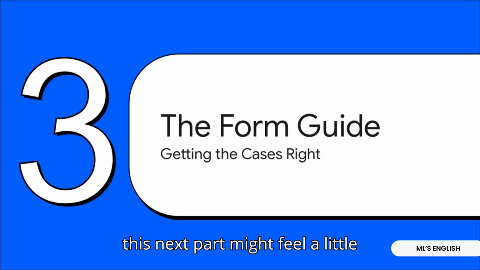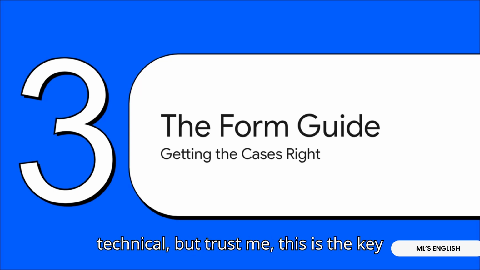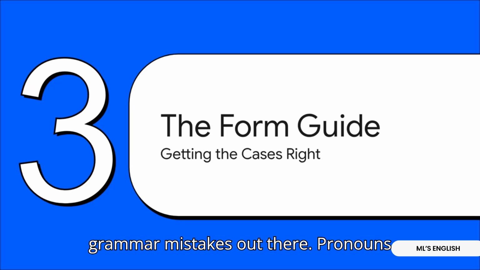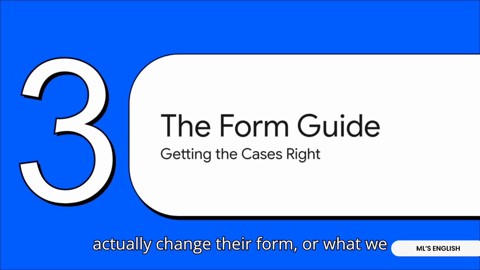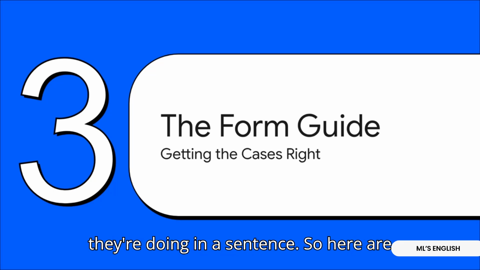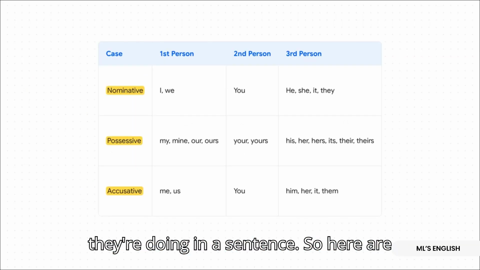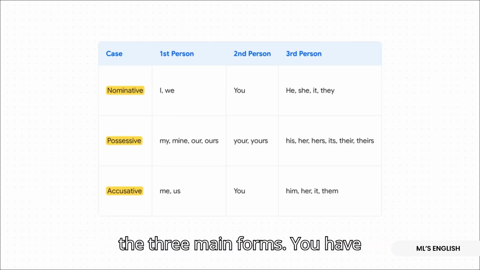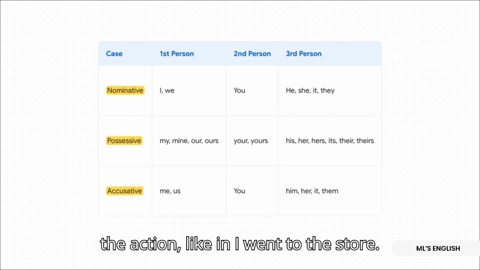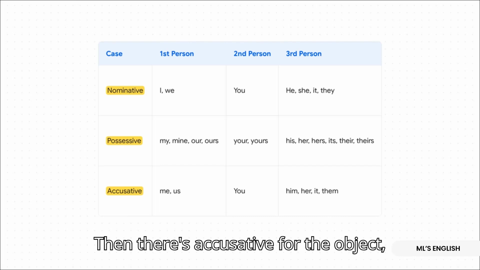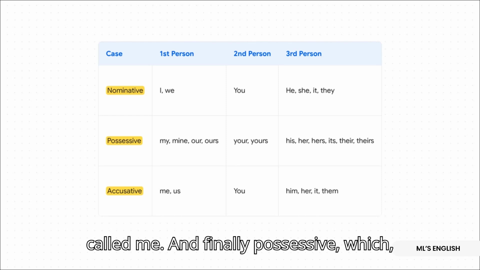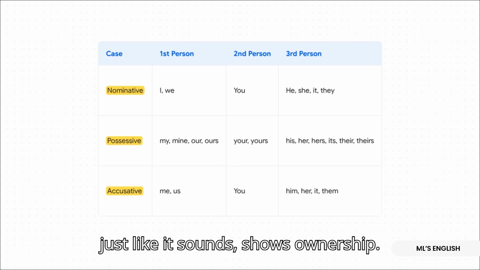Okay, this next part might feel a little technical, but trust me, this is the key to avoiding some of the most common grammar mistakes out there. Pronouns actually change their form, or what we call their case, depending on the job they're doing in a sentence. So, here are the three main forms. You have nominative for the subject, the one doing the action, like in I went to the store. Then there's accusative for the object, the one receiving the action, like in she called me. And finally, possessive, which, just like it sounds, shows ownership.